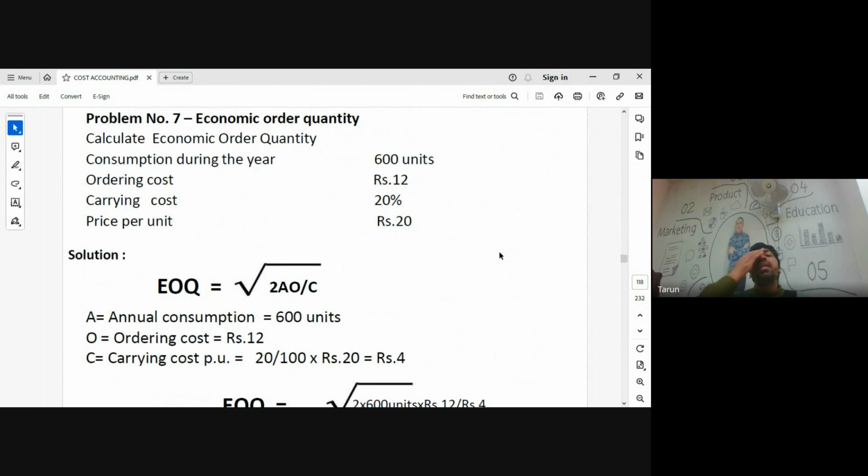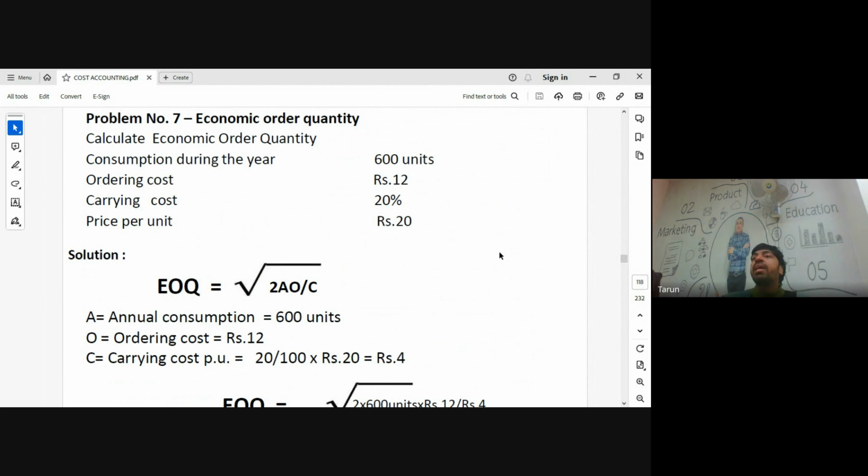There is a next question, that is how to calculate the economic order quantity. So these are the information. Consumption during the year, it means annual consumption, is given here: 600 units. Ordering cost is already given in the question, that is O, 12. C is the carrying cost, and the holding price per unit has been given. So carrying cost is 20%. It means 20% of the price per unit is the carrying cost.